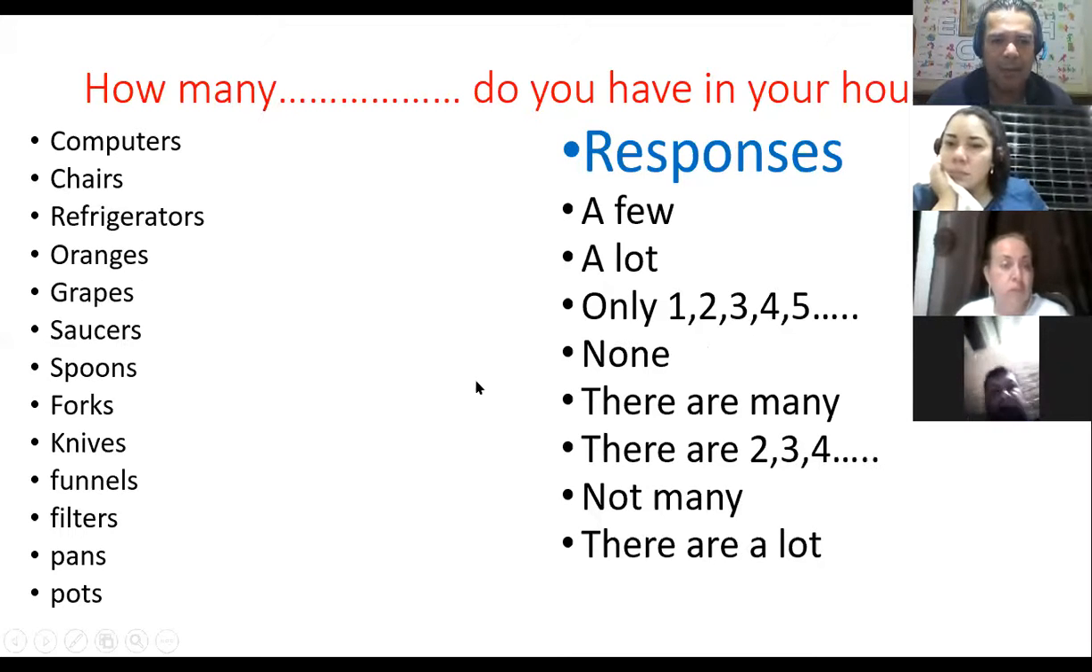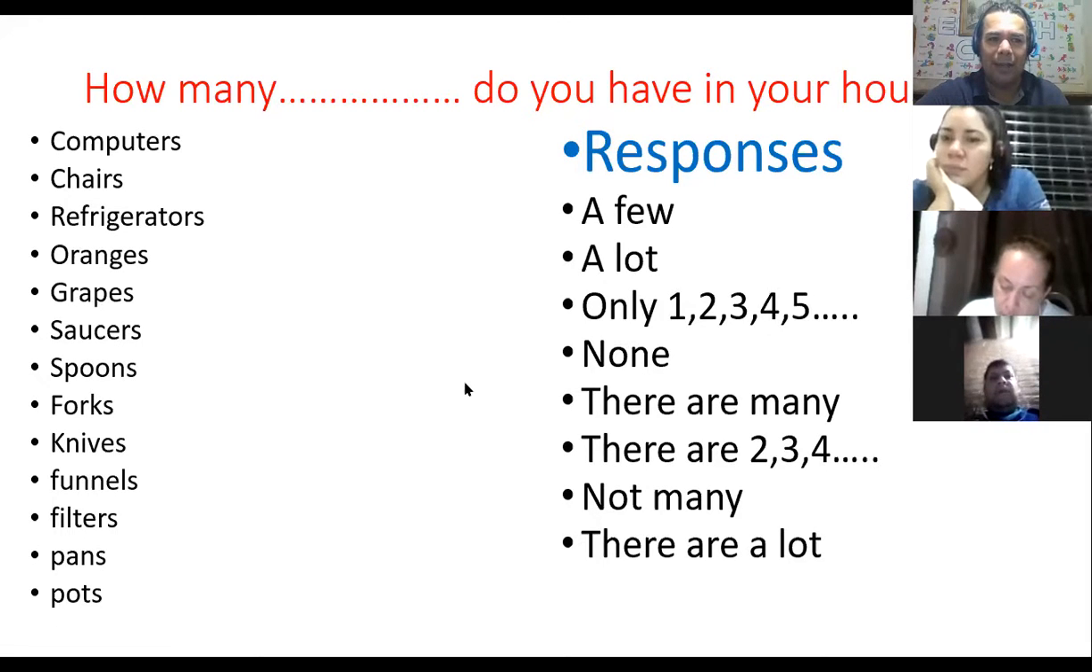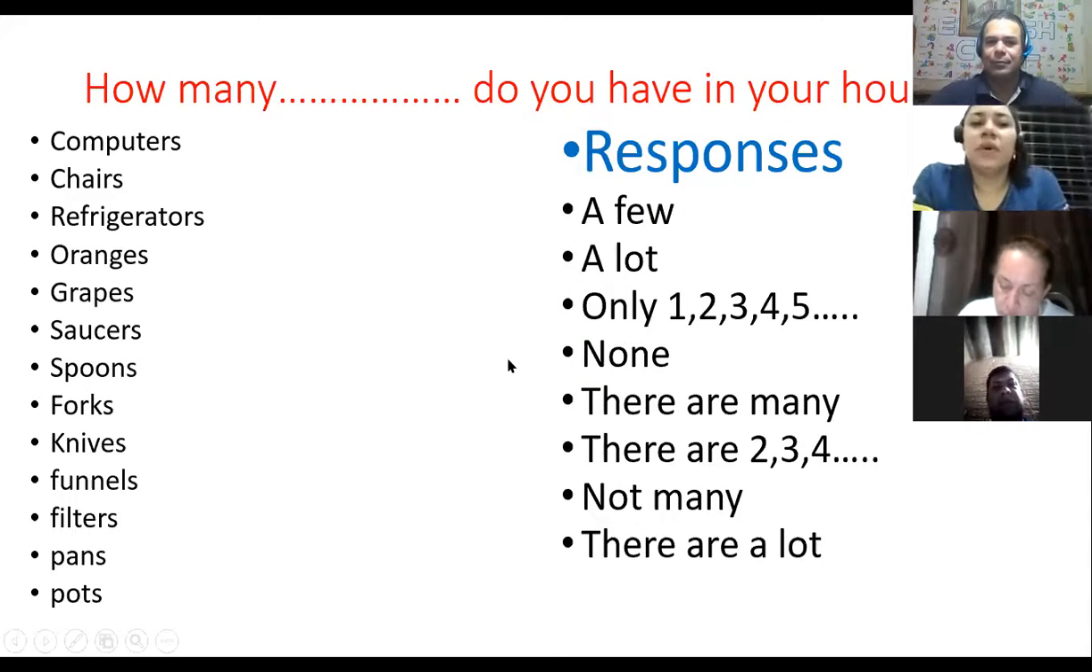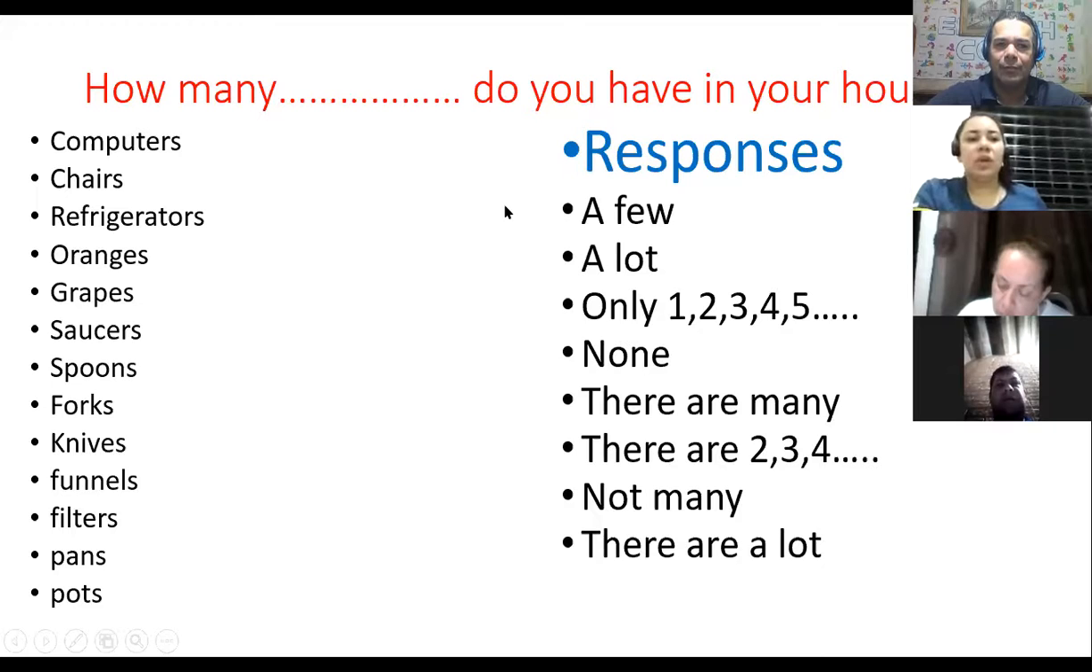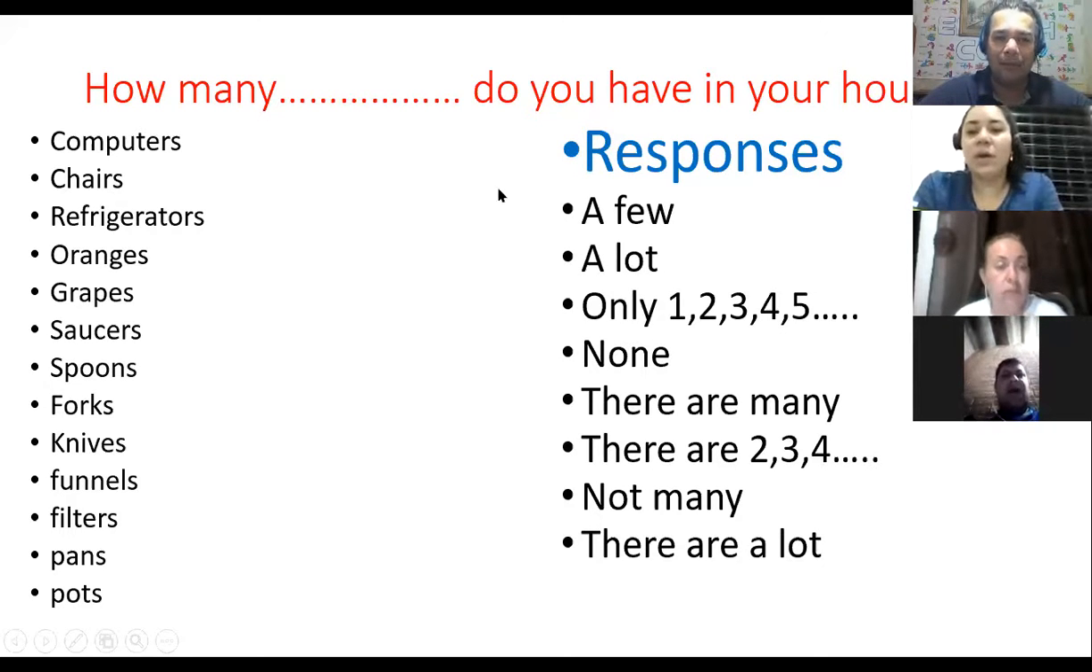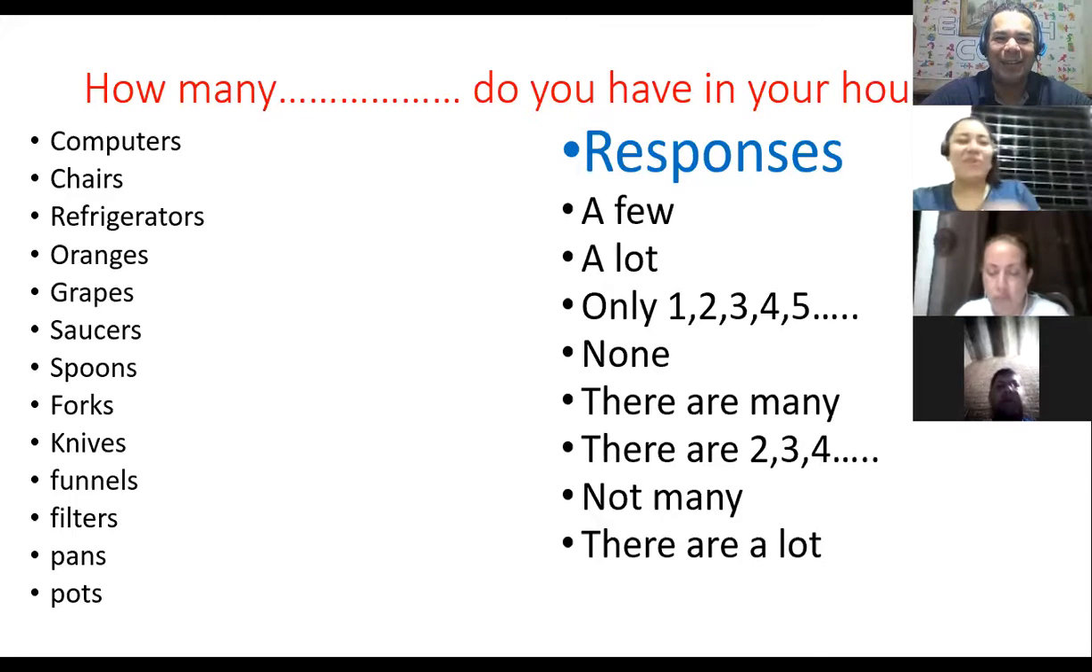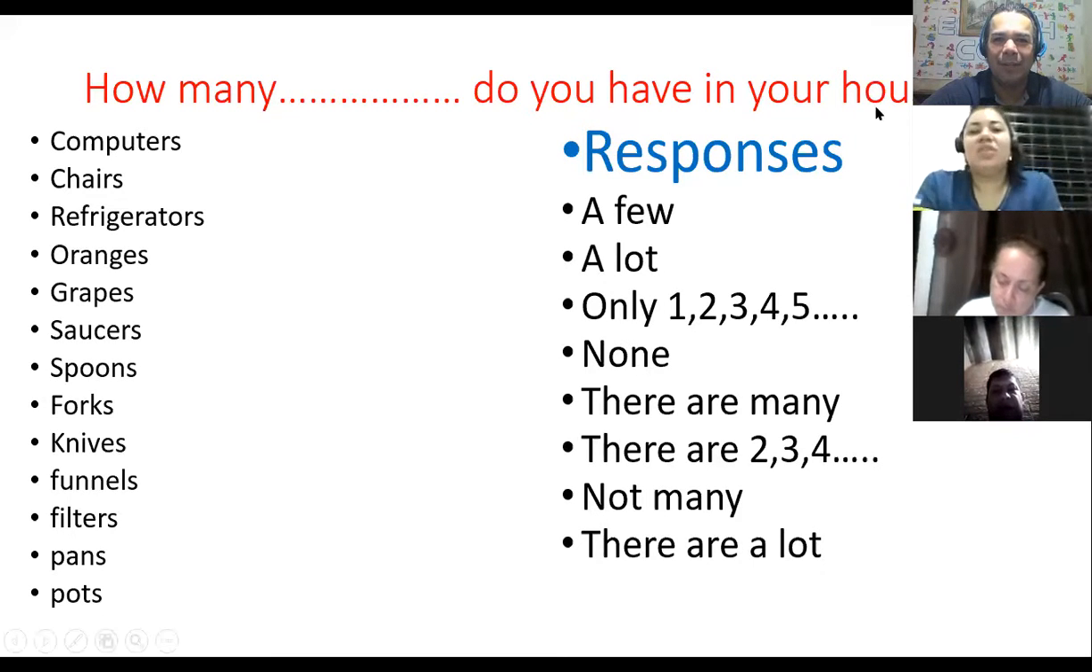Ok, practiquemos. ¿A quién vamos a poner? A Claudita. Claudita, me vas a hacer dos preguntas con el computers y chairs y yo voy a responder. How many computers do you have in your house? Only one. How many chairs do you have in your house? Oh, there are four. Thank you. Bye-bye.